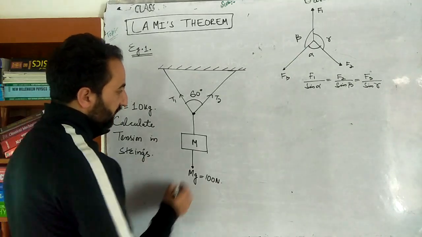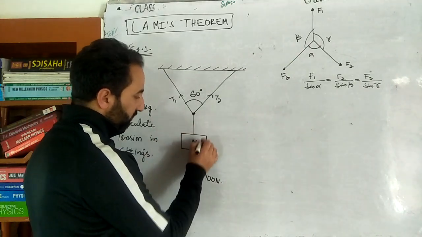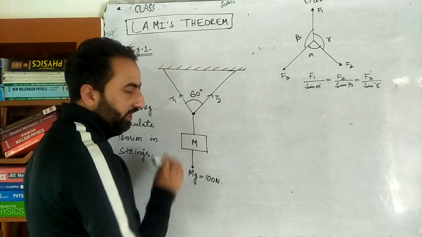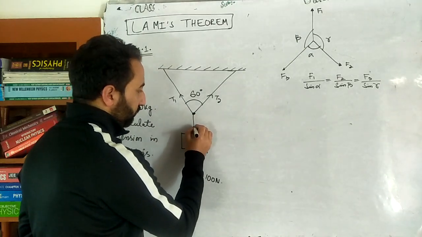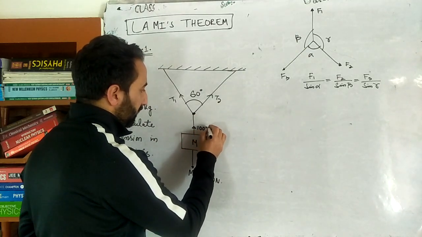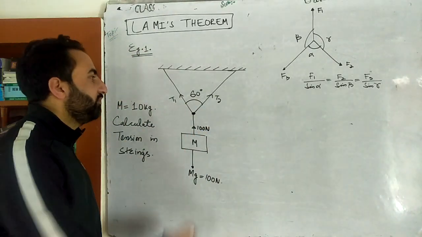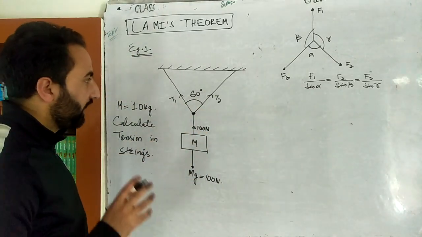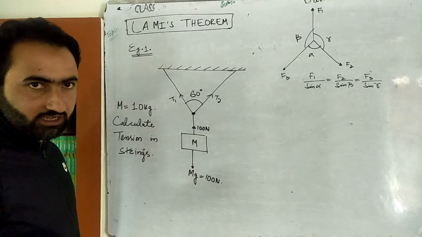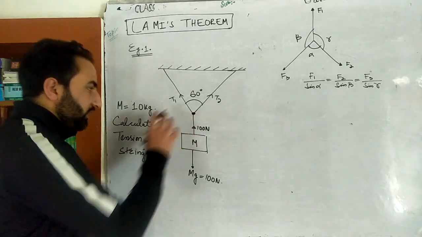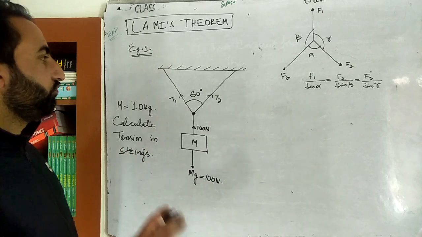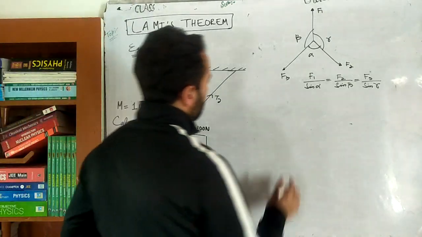Since this block is at rest, the force in the downward direction will equal the force in the upward direction, so the force here is also equal to 100 Newton. Now at this node, we can apply Lami's theorem. There are three different forces, T1, T2 and 100. They are concurrent, they are three, and this point is in equilibrium. The situation is right for Lami's theorem, so we can safely apply it.